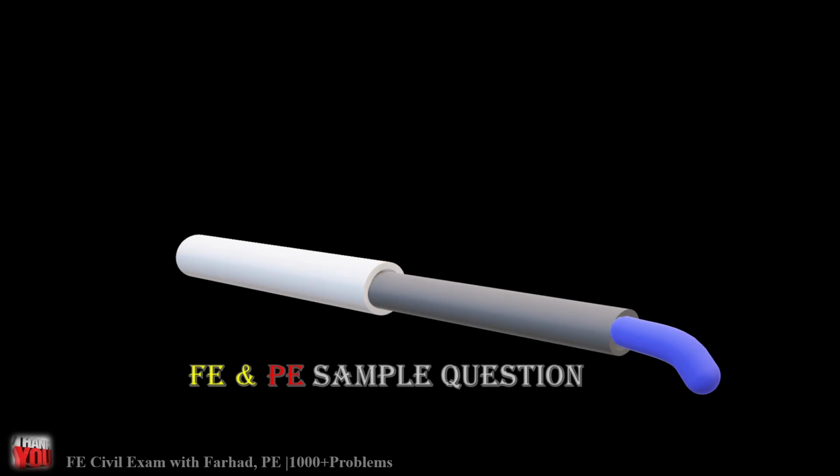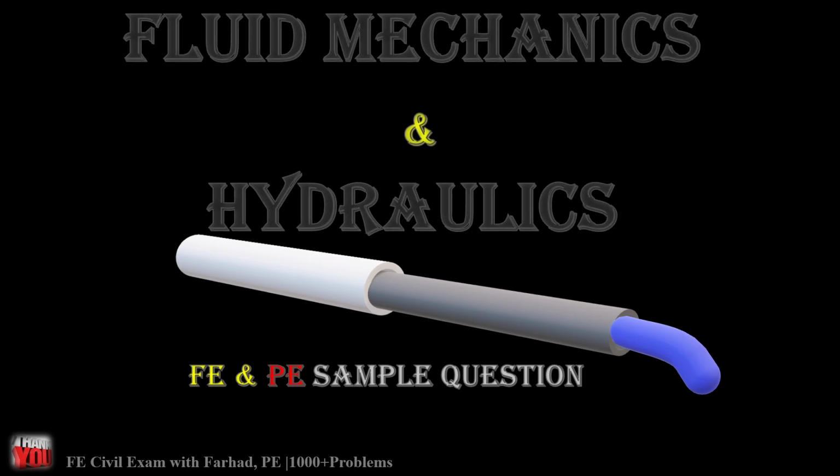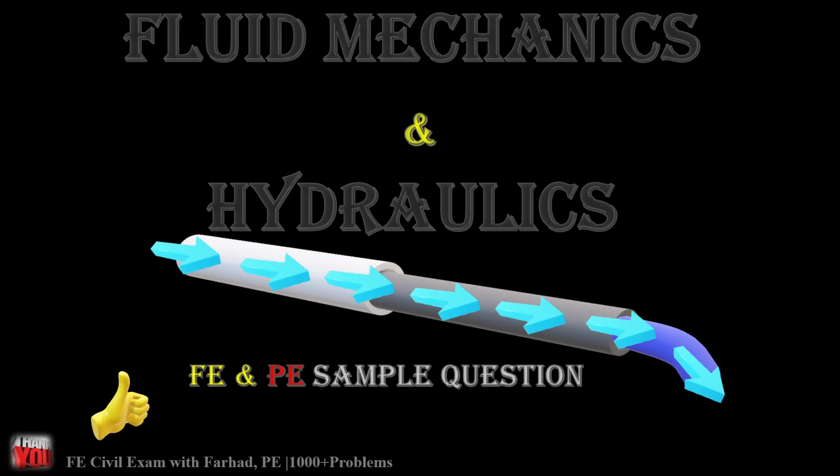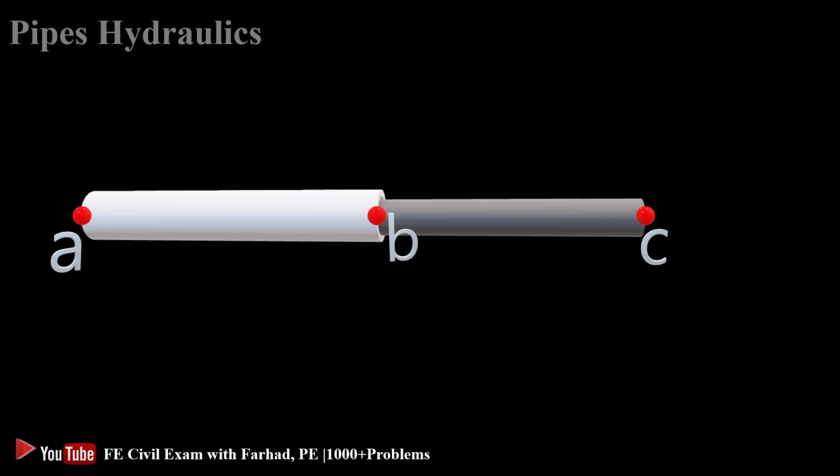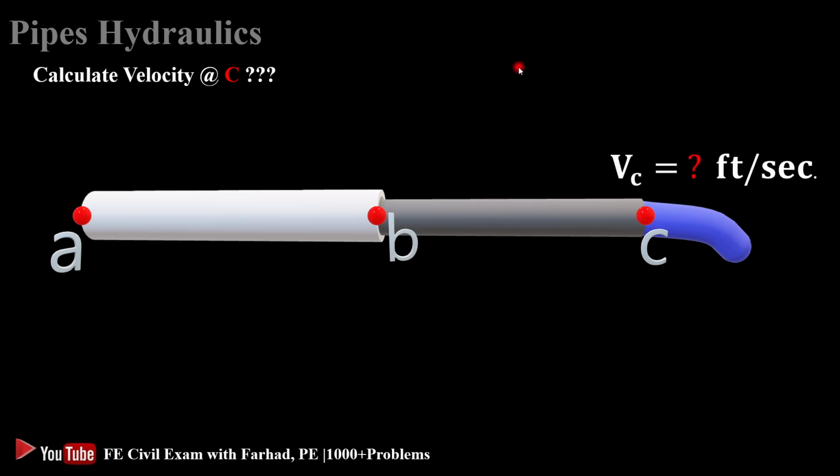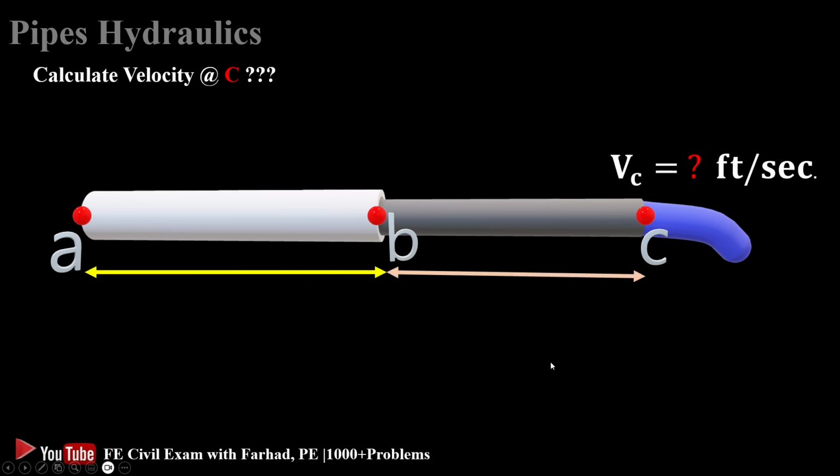Let's review an FE NPP sample question in fluid mechanics and hydraulics of pipes. So let's jump to an example in pipe hydraulics in terms of application of Bernoulli's equation in pipes. We want to calculate the velocity at the exit of a combination of two pipes with different diameters and different lengths, which are attached to each other and their center lines are at the same elevation.